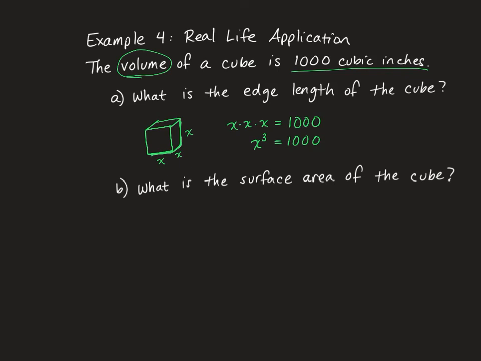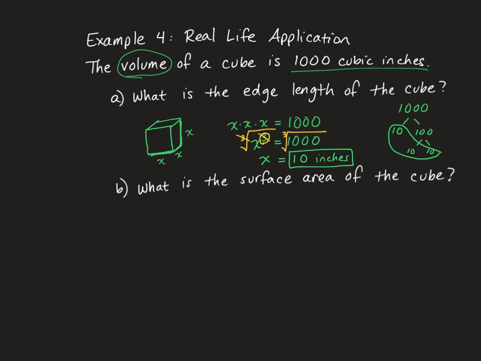Now, in order to undo this cube, we need to take the cube root. So we're going to take the cube root on both sides. And what that does is it cancels out the cube and the cube root on the left, and we're left with just plain old x here. And then now we need to find out what the cube root of 1,000 is. So if we think about 1,000 and break it down, 1,000 breaks down into 10 times 100, and 100 is 10 times 10. That means that the cube root of 1,000 is 10. So now we have the edge length of the cube. The edge length of the cube is 10 inches.